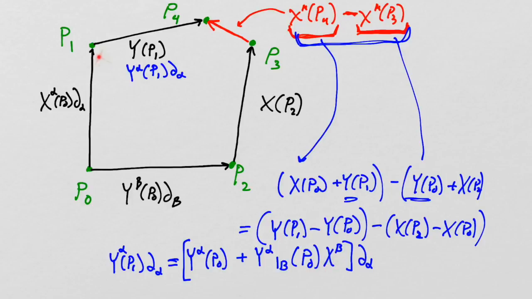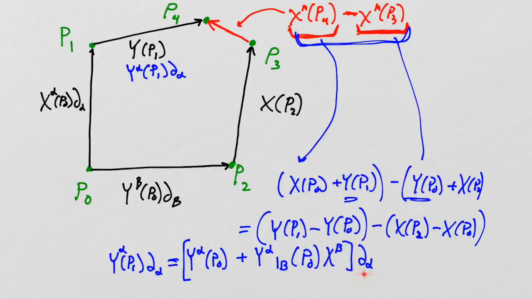with an increment in the x field's direction, right? Because this is the small increment in coordinates from P0 to P1. So we take that increment and we multiply it by the derivative. And this thing is the first order estimate for the value of the y vector field at P1.